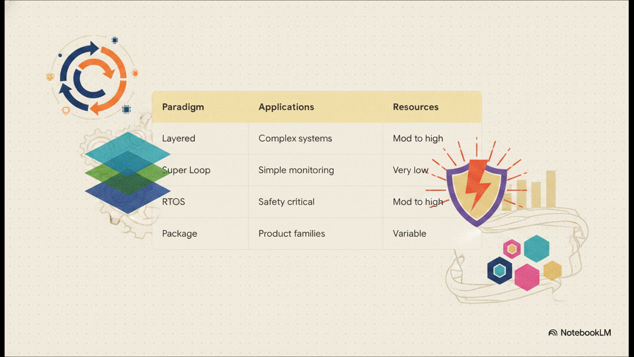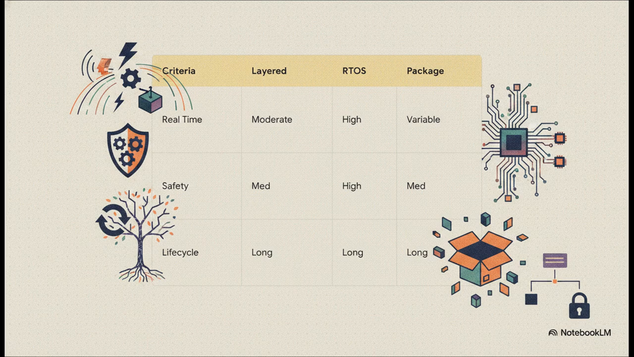The Superloop needs very few resources, making it ideal for simple, cheap devices. The layered approach demands moderate to high resources, but it's perfect for complex products that are going to be in the market for a long time. RTOS demands even higher resources to guarantee that life-saving preemptive real-time performance. And finally, the package-based approach has variable resource needs, but it is the undisputed champion for managing huge, multivariant families of products. Ultimately, it's the real-world constraints that dictate the final architectural choice.